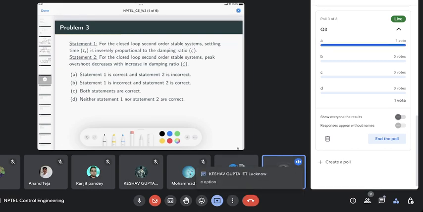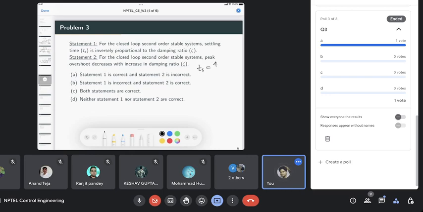Yeah, you can see the poll, right? You can answer through this poll also. Okay, just a straightforward question, so we'll just discuss. Okay, ending this poll. Just write this relation for both: the formula for settling time and your peak overshoot.